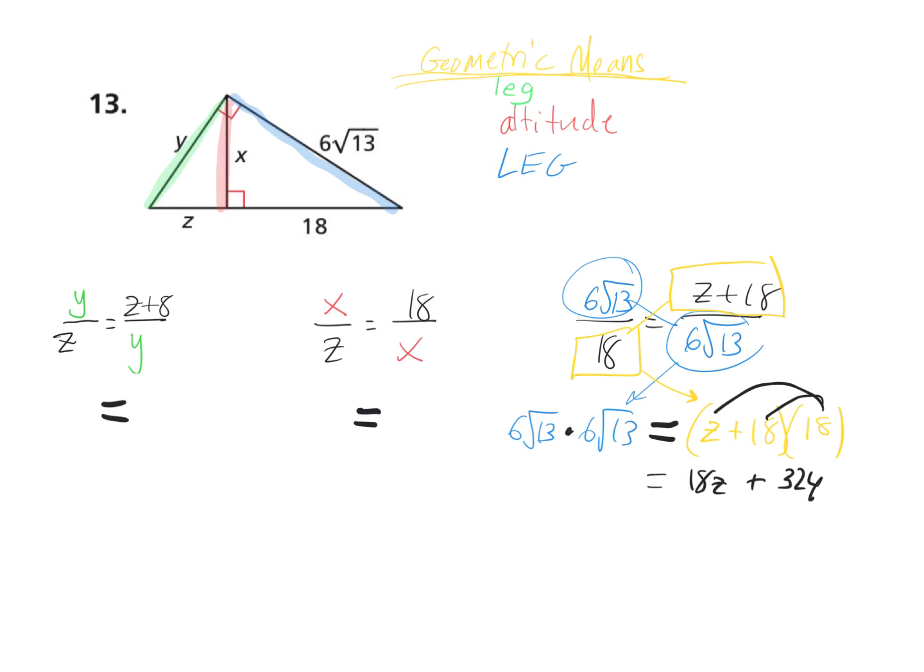Now on the left side, when you multiply these expressions, 6 is on the outside and 6 is on the outside. So 6 times 6 is 36 on the outside. And then we've got the square root of 13. 13's under the square root, 13's under the square root. So we can multiply them under the square root. That's 13 squared. And 13 squared is a perfect square. The squared cancels out with the square root. The square root of 13 squared is 13. So we have 36 times 13 is equal to 18z plus 324.